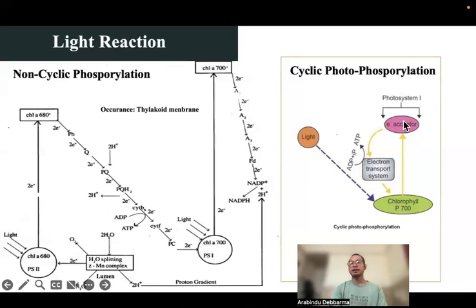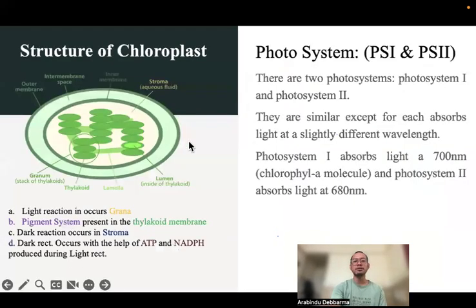Next, cyclic photophosphorylation. Cyclic photophosphorylation mainly occurs at photosystem 1. Since it occurs only in photosystem 1, we can assume that this particular reaction mainly occurs at the lamella, because the lamella has only photosystem 1 and doesn't have photosystem 2.